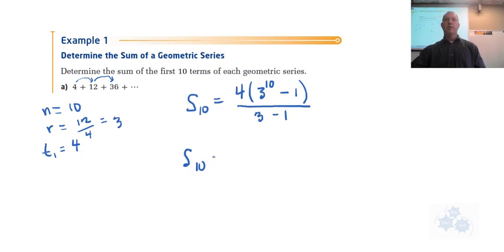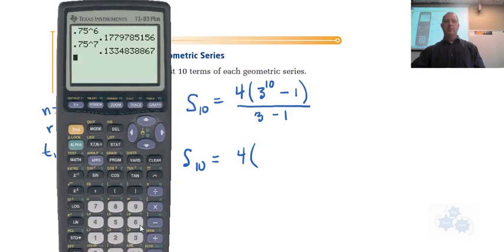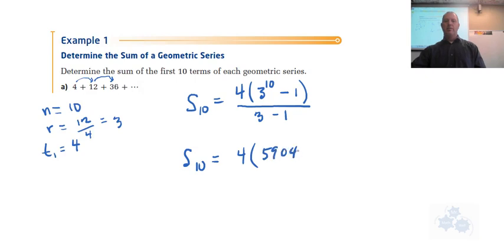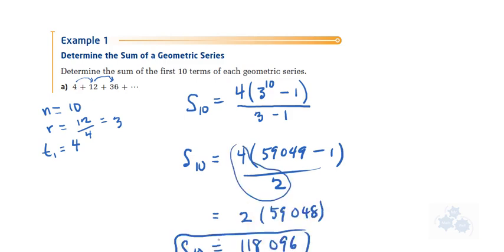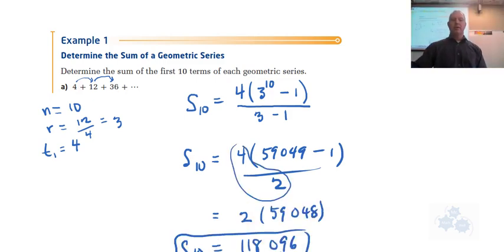So let's see. The sum of the first 10 terms is 4 times, what's 3 to the power of 10? That looks like it's going to be a pretty big number, isn't it? Maybe too big for us. Oh no, that's not bad. 3 to the power of 10 is 59,049. So 59,049 minus 1 all over 2. All right, so the sum of the first 10 terms is 118,096. Any questions about that one? Example 1?